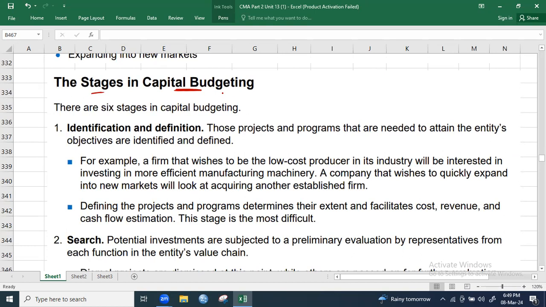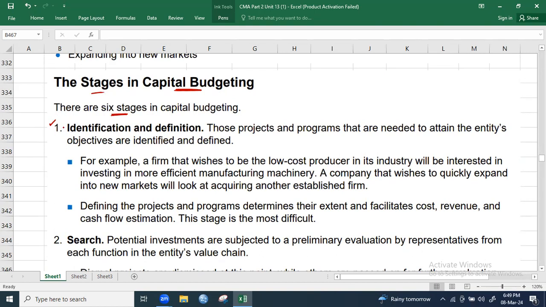Now, usually we have stages in capital budgeting. Whenever you evaluate or invest in long-term projects, which stages are there? Initially I said you will identify, analyze, and select, but we have 6 stages in capital budgeting. So stage number one is what?